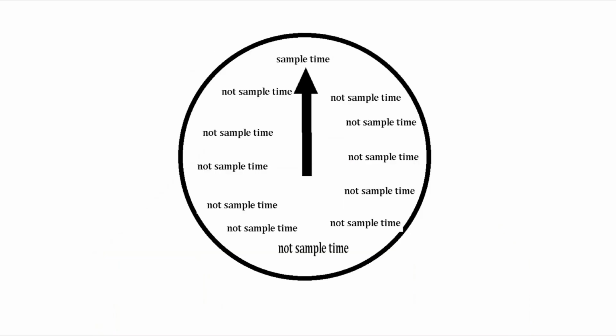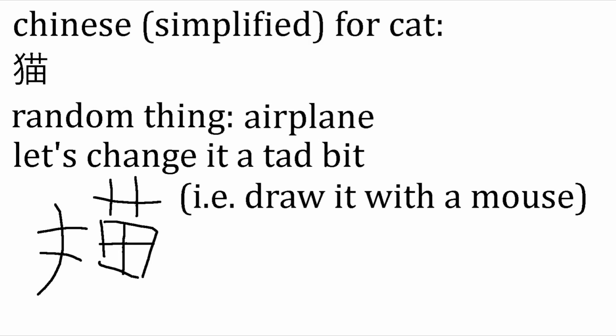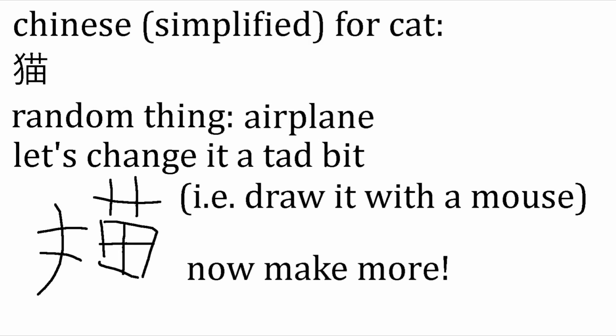Let's do an example. On screen you'll see the character in Chinese for the noun cat, as in the animal. Now, take this character. Think of something completely random and unrelated to cat. Now assign that word to that character, and there you go, boom. Change some stuff for some grammar, and there you go. You've got yourself a new glyph. Only 35,000 or so more to go.